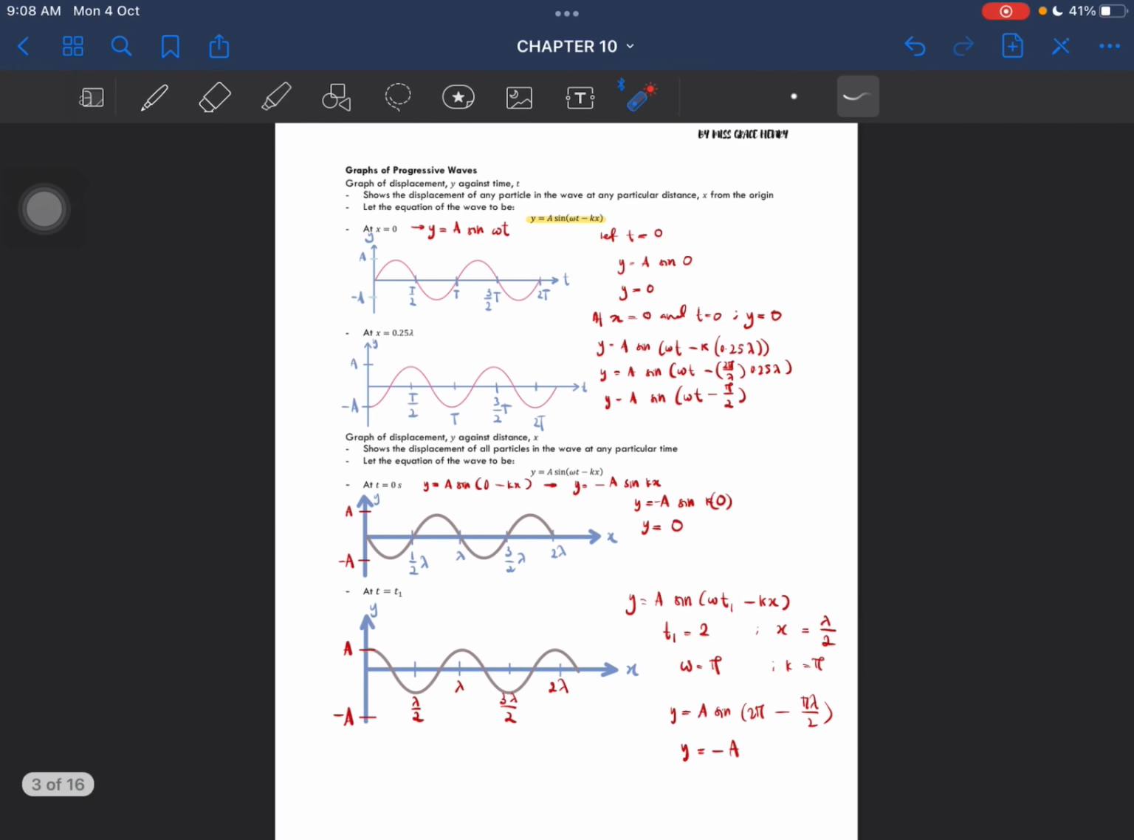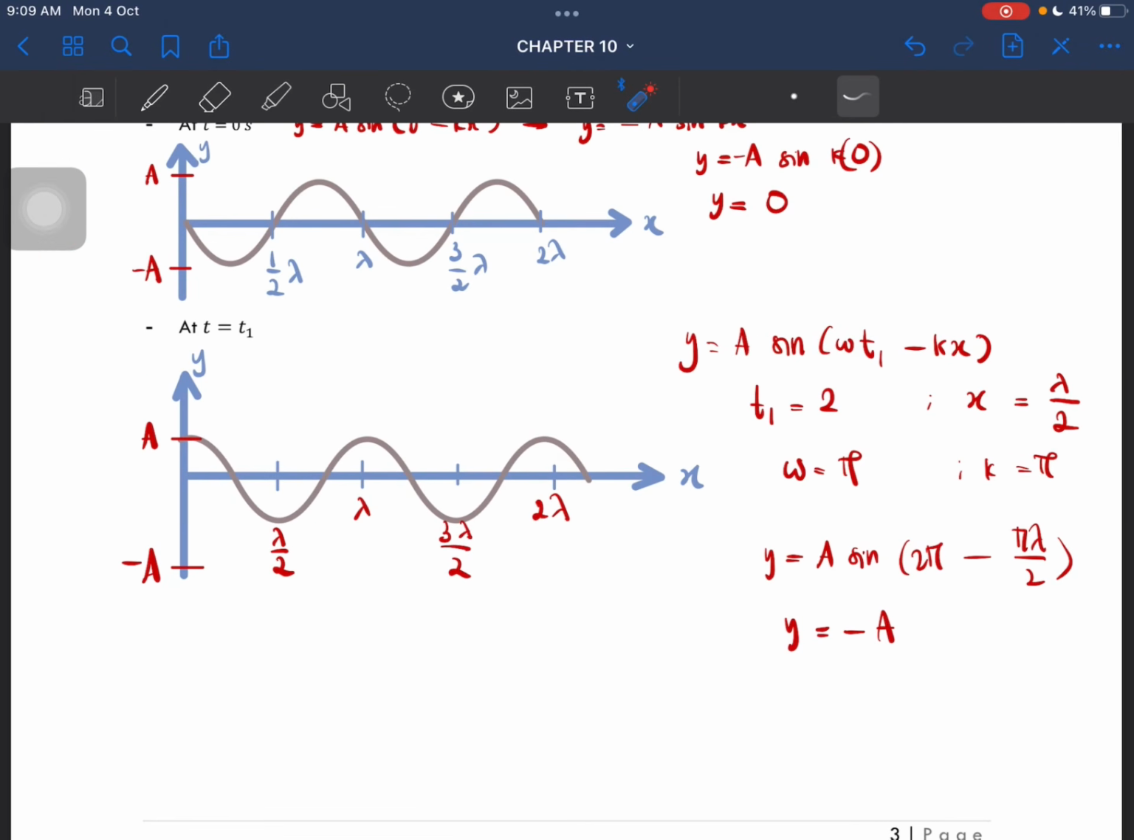So again, if you are unsure whether your graph is correct, just try to substitute a few of the variables, so that you can see where it is at that point, where the amplitude is.